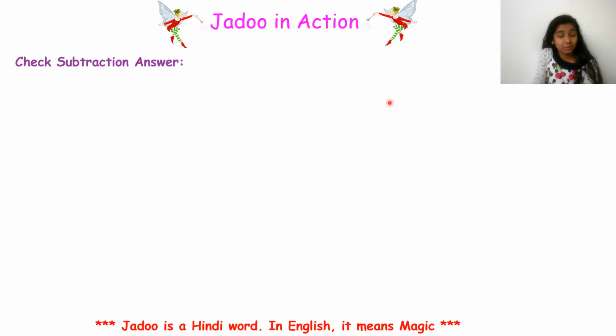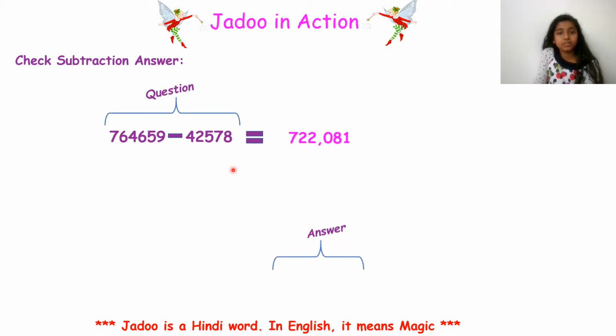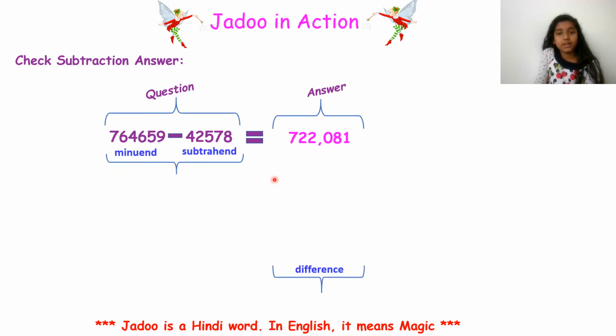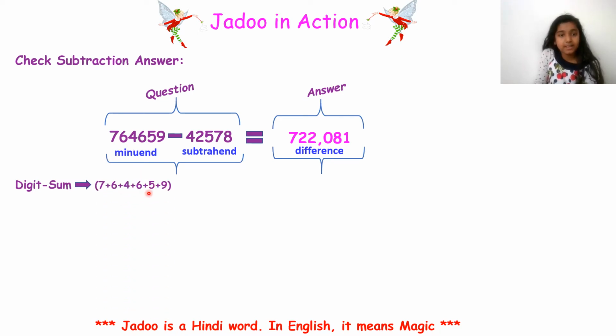Let's apply the Jadoo. For example, I took this question and its answer. This is the question, this is the answer. As you already know, this is minuend, this is subtrahend and this is difference. So as per today's secret, we have to find the digital root of the question and answer separately. But before doing that, first we have to find the digit sum of the question and answer. So the digit sum of the minuend is 7 plus 6 plus 4 plus 6 plus 5 plus 9.